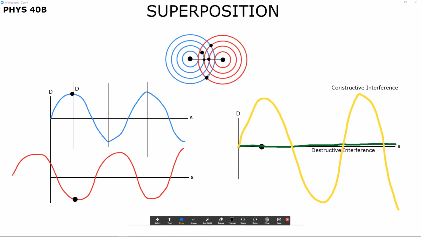But by that same token, where a trough meets a trough, that's still constructive interference, and we can see that somewhere like right here, at this spot between these two. I'm not placing these perfectly, but that's the idea.